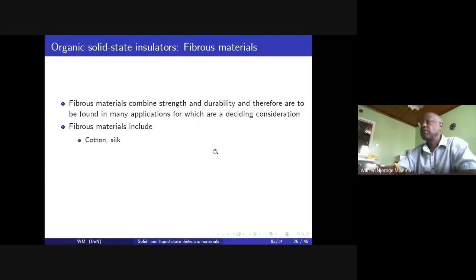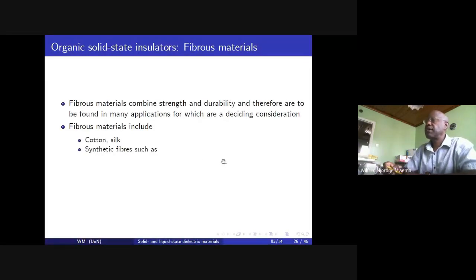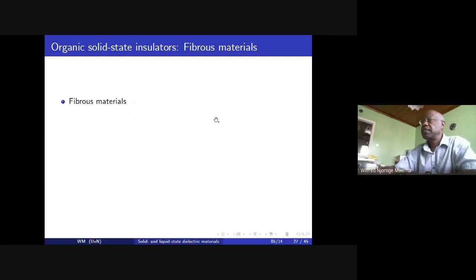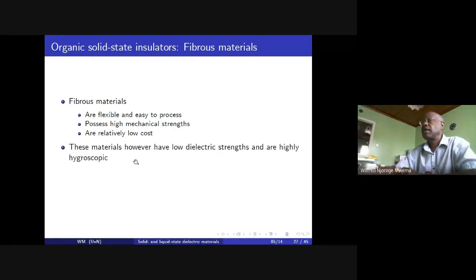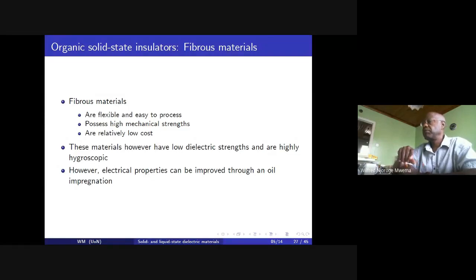And this will include cotton and silk. We have synthetic fibers such as jute, the viscous rayons, nylon and fiberglass. And the fibrous materials will have properties such as flexibility and easy to process. They have very high mechanical strength. They are relatively low cost. And these materials will, however, have low dielectric strengths and are highly hygroscopic. That is, they absorb moisture aggressively. Electrical properties can be improved through an oil impregnation to put down their hygroscopic nature.